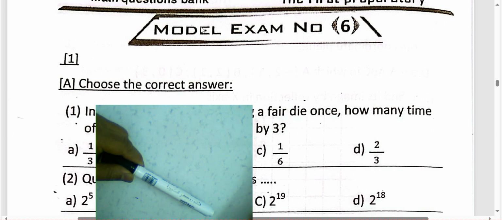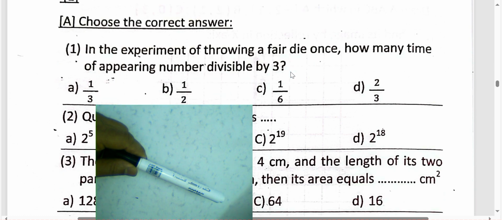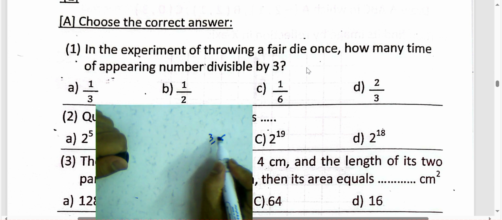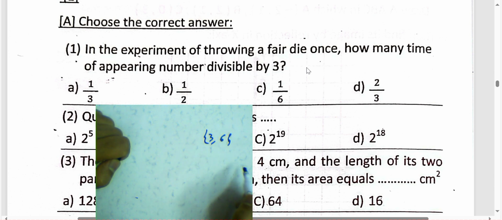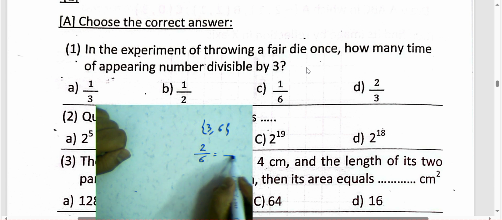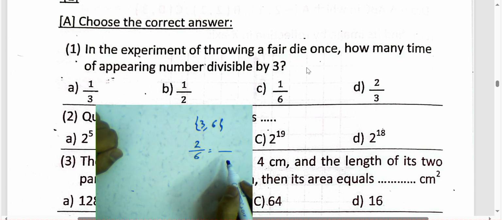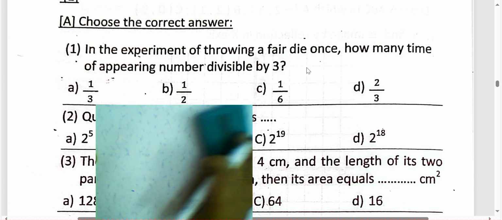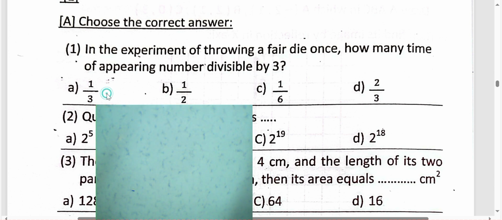Let's see model number 6 together. Number 1, choose the correct answer. In the experiment of throwing a die once, what is the probability of getting a number divisible by 3? We have 3 and 6. Those numbers can be divided by 3. Then the favorable outcomes are 2 out of 6, so the result is 2 over 6. In simplest form, divide numerator and denominator by 2: 2 divided by 2 equals 1, 6 divided by 2 equals 3. The result will be 1 over 3 in the simplest form. Choose letter A.